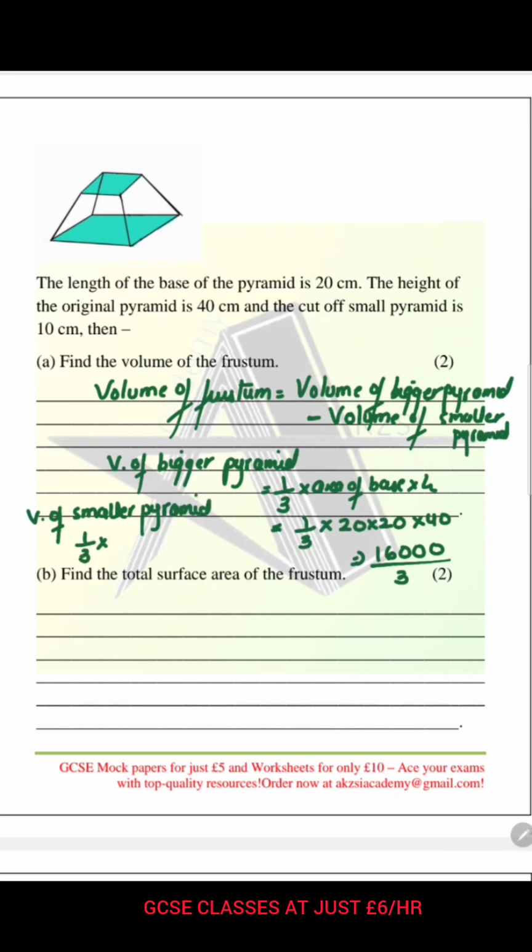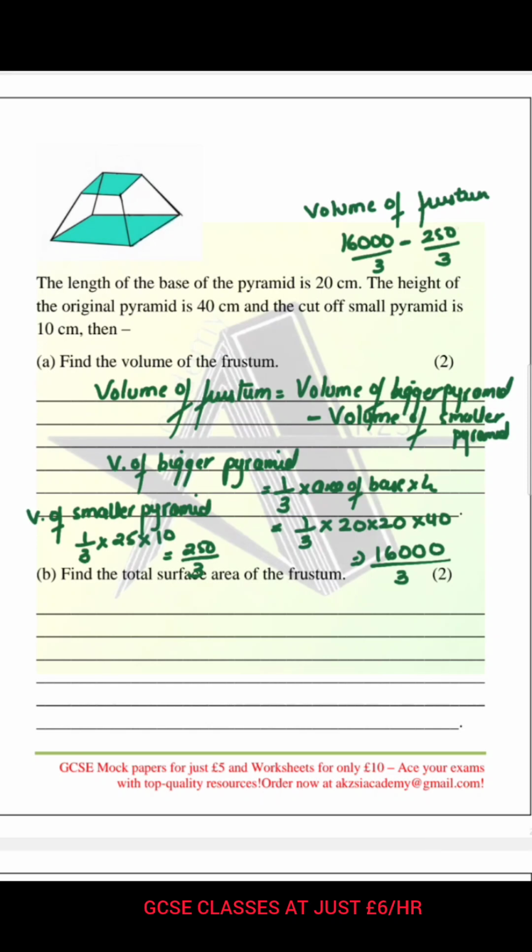So the volume of the smaller pyramid is 1/3 area of base. Base is 5. So 5 times 5, because for a square the area is 5 squared. That is 25 times the height, which is 10, which will give you 250/3. And finally, the volume of the frustum. I'm running out of space, so I'm just writing here. So the volume of the frustum is the volume of the bigger pyramid, which is 16,000/3, minus the volume of the smaller pyramid, which is 250/3. And this is how we can calculate the volume of the frustum.